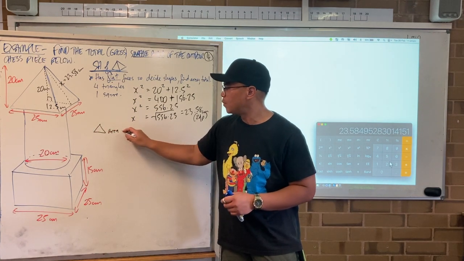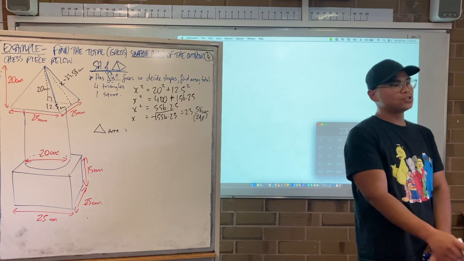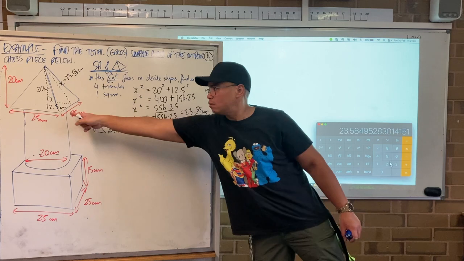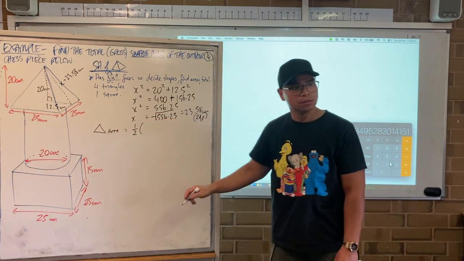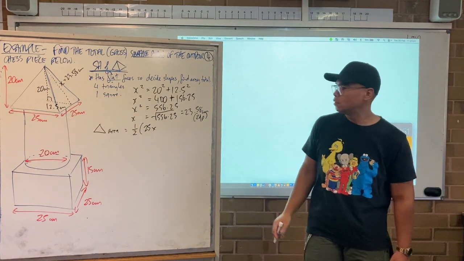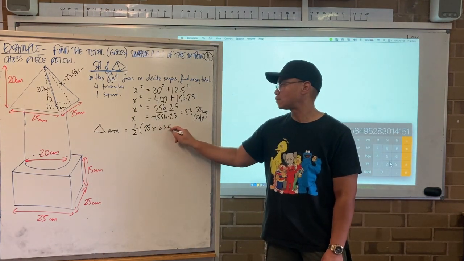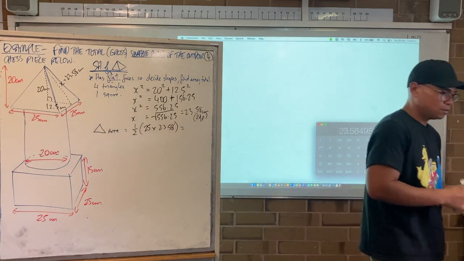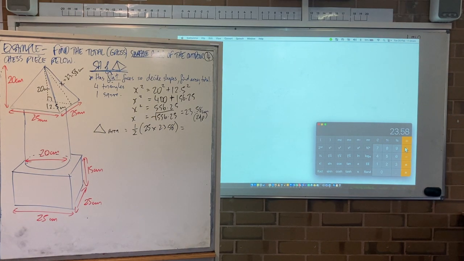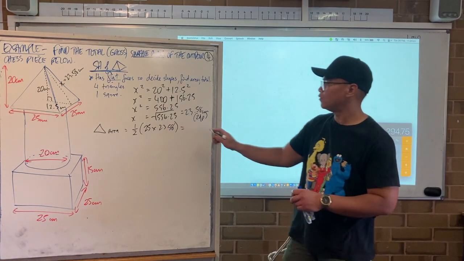Triangle area on the pyramid is going to be, what did we say the formula for a triangle was? Half base times height. How long was the base of the triangle on the side? 25. Times by, how long did we just work out the height of that triangle was? 23.58. Do the math. 23.58 times by 25 divided by 2, which is the same as timesing by a half, 294.75.